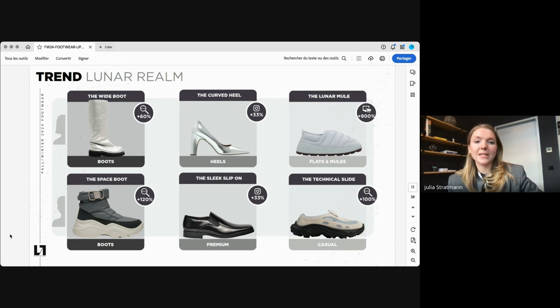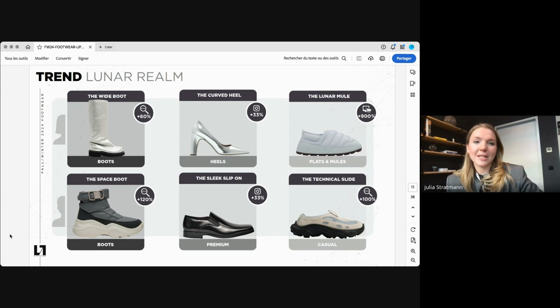The lunar mule is remaining in the market. So this for us means really these chunky padded, super soft slides. And for men's, we see the space boot as a kind of performance padded boot that is a kind of technical alternative to the current poofy moon boot.